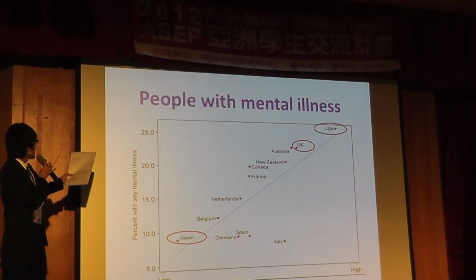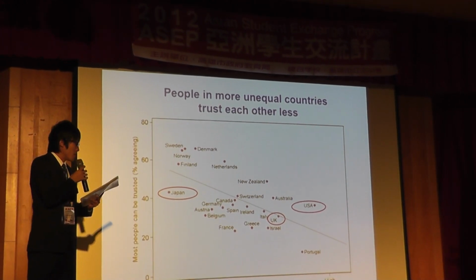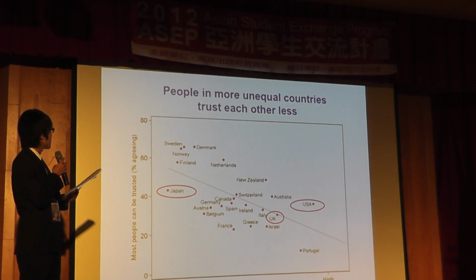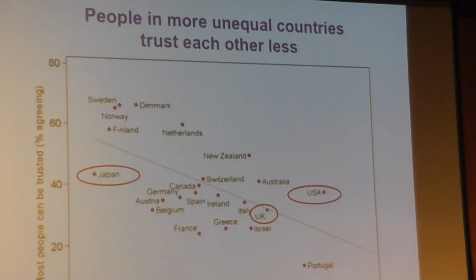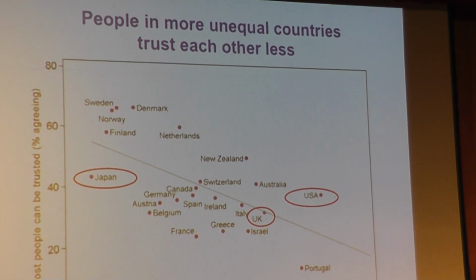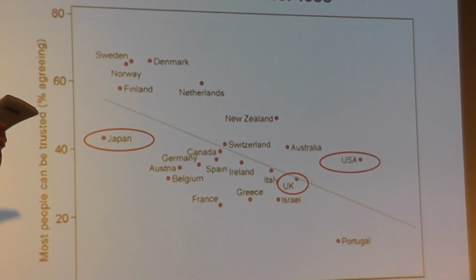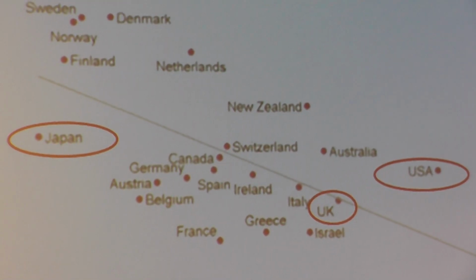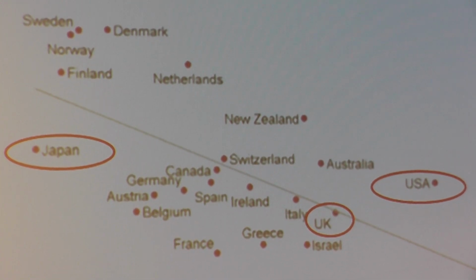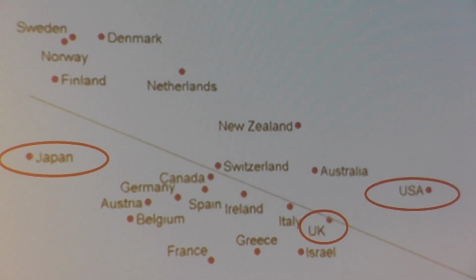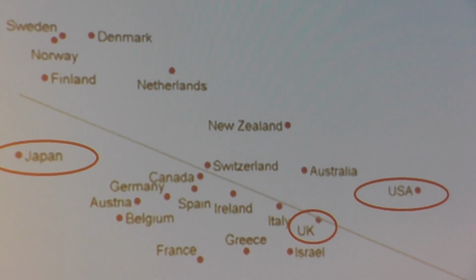This graph shows the reliability among the people in each country along with their income inequality. From this graph, you can see that the level of reliability is closely related to income inequality. For example, in Japan, a country with a small income difference, people trust each other as well. On the other hand, in the UK and USA, countries with a big income difference, the reliability among people is low.